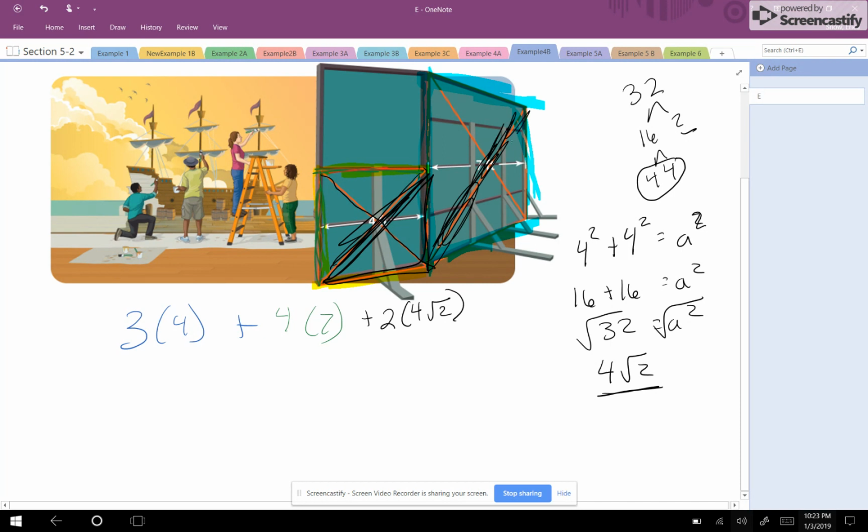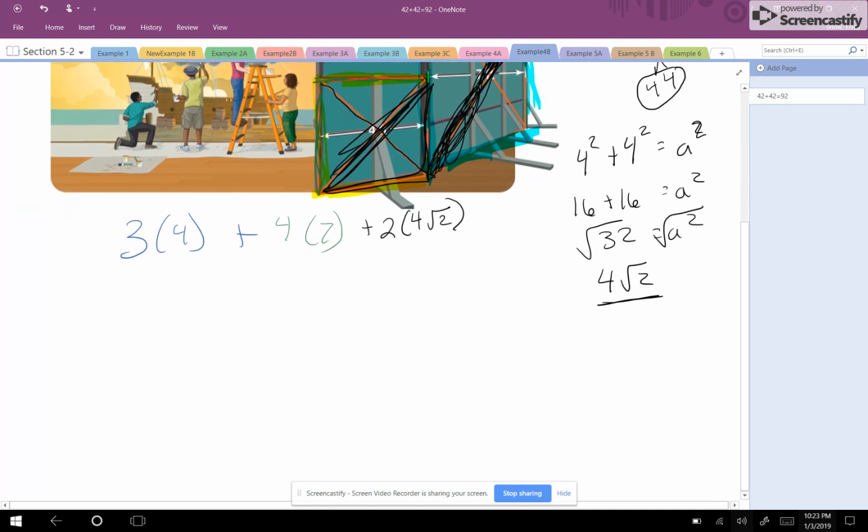So this big diagonal on this other piece of the set. For that one, we're going to use the same Pythagorean theorem. So we get 7 squared plus 7 squared equals, and I'm going to call that one b squared. So 49 plus 49. So we get 98 equals b squared. And we have to take the square root of that again.